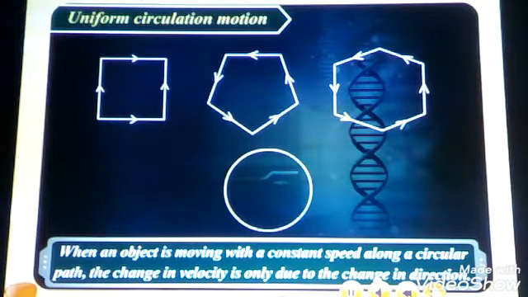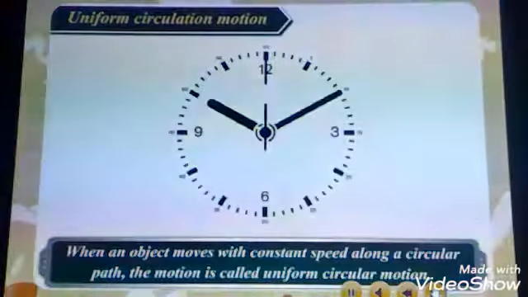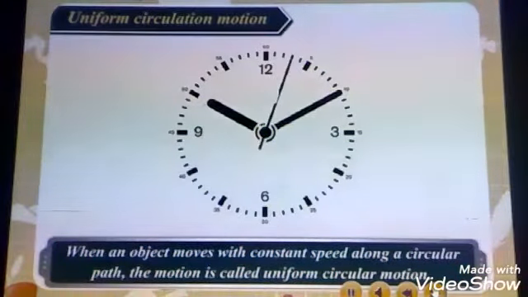therefore when an object is moving with a constant speed along a circular path, the change in its velocity is only due to the change in its direction. Hence, it is accelerated motion. When an object moves with a constant speed along a circular path, the motion is called uniform circular motion.